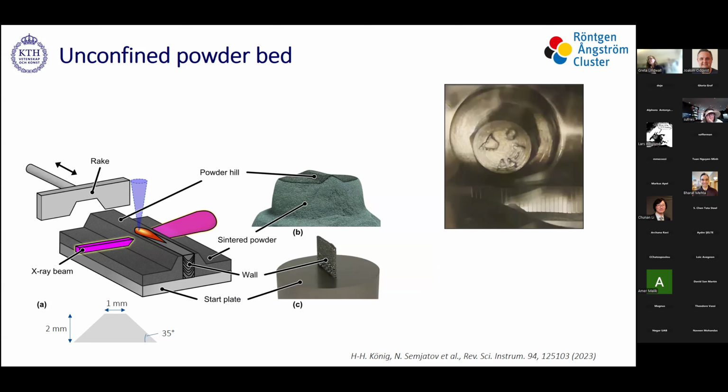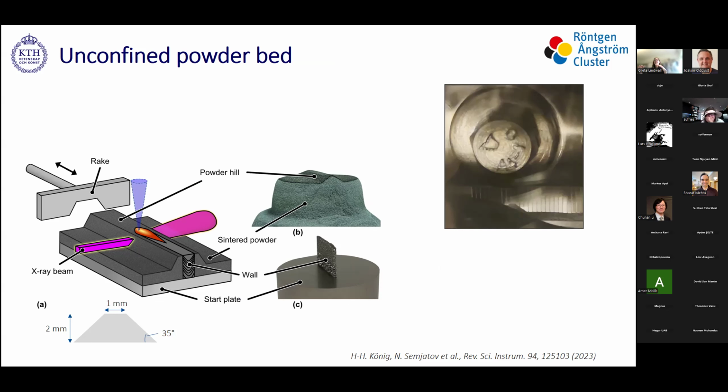But for the electron beam process, we couldn't really use any of those types of sample environments since we have this really high process temperature. If we would confine the powder bed very thin between two walls, we wouldn't be able to get the thermal conditions that are of interest for the process. And we would also affect the melt pool dynamics through the walls. So for this reason, we developed this concept of an unconfined powder bed, which you can see here.